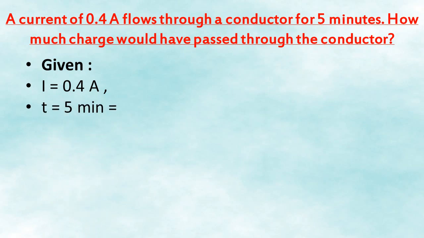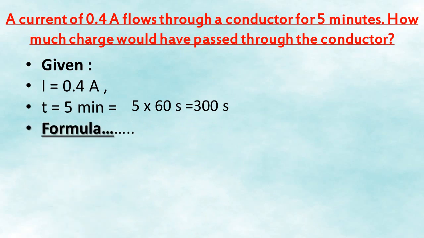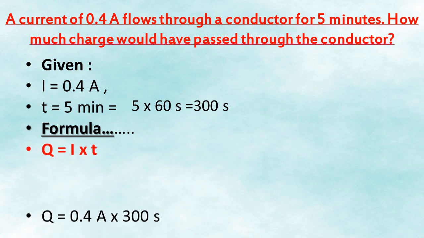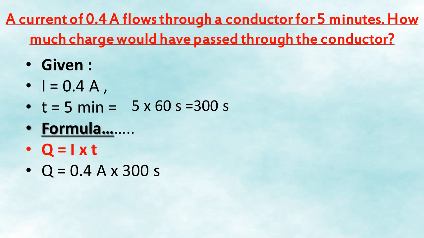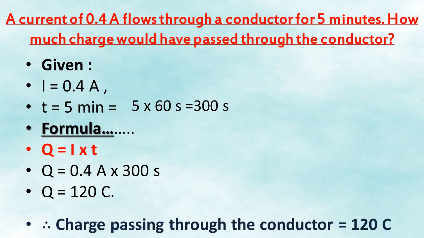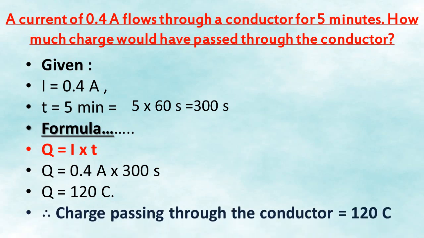Now here we will convert time into seconds, multiplying 5 with 60, we get 300 seconds. The formula is Q equals current into time. Now Q equals 0.4 ampere into 300 seconds, which is 120 coulomb. So the charge passing through the conductor is 120 coulomb.